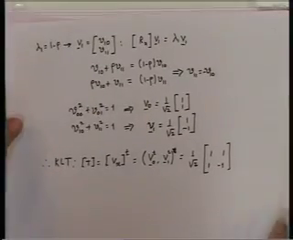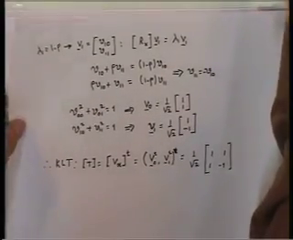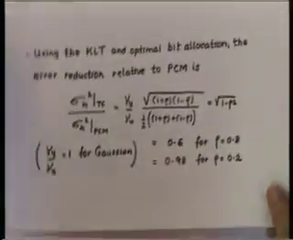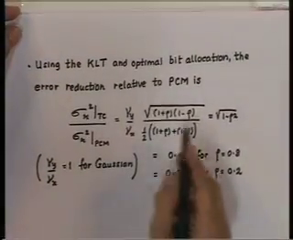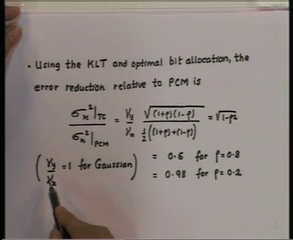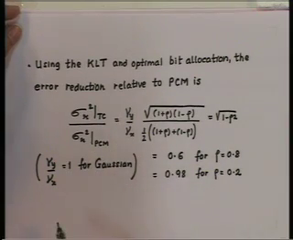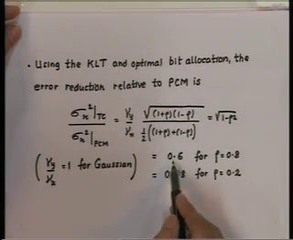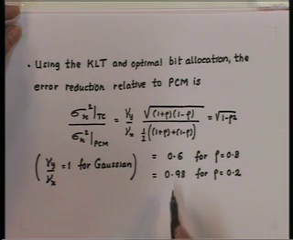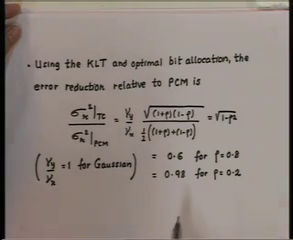So, using the KLT and optimal bit allocation, the error reduction relative to PCM for this case is given by this expression. Here we are assuming that gamma y by gamma x is equal to 1, because our input is Gaussian. If we evaluate this, it is equal to 0.6 for rho equal to 0.8, and it is equal to 0.98 for rho equal to 0.2.